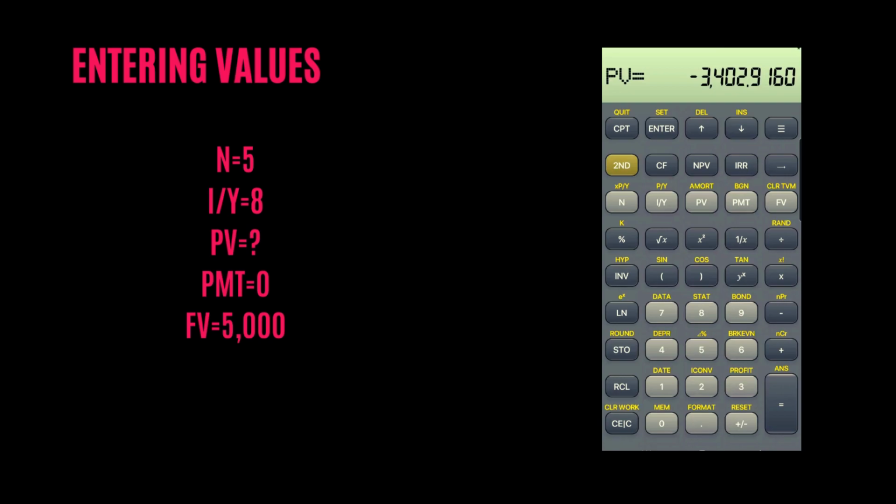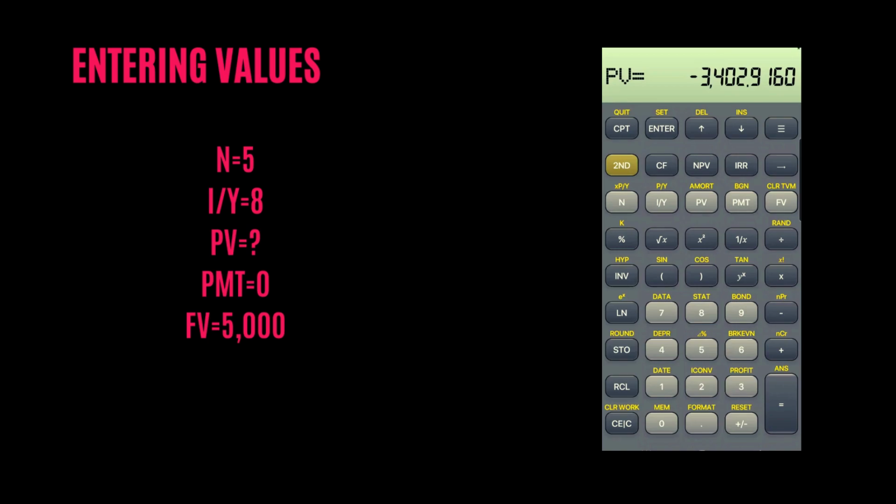Now you'll notice that this answer comes in as a negative on your calculator, and there is a reason for this. The reason that this comes in as a negative is this is a cash outflow. So say you're buying an annuity. You would have to go spend $3,402.91 today if you're going to buy it. So that would be a cash outflow out of your pocket.